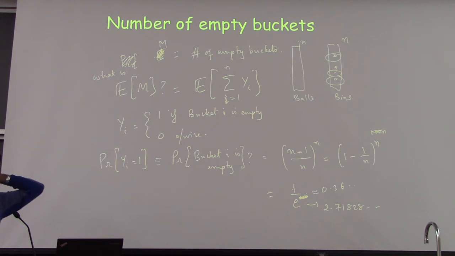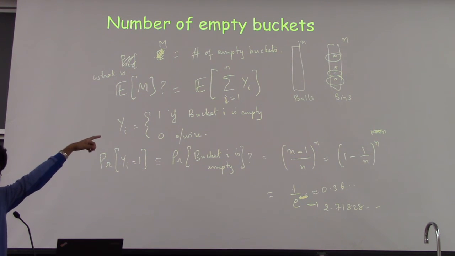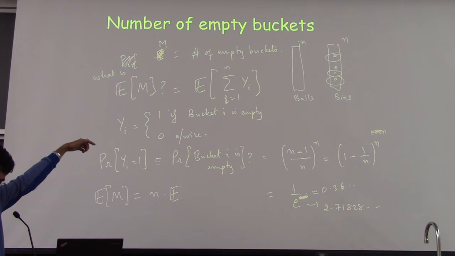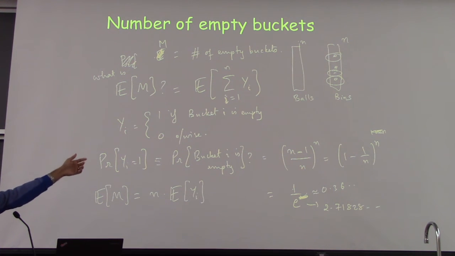So now you can use linearity of expectation to say that this is just n times this probability. Okay, so the expected value of m is n times the expected value of y_i for all i, basically, and this is n by e.